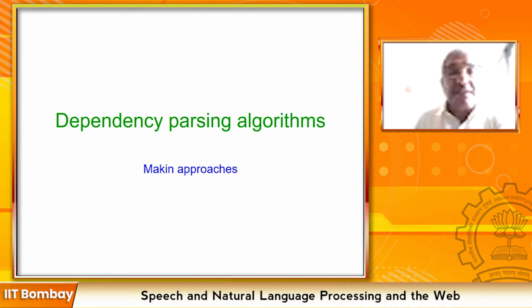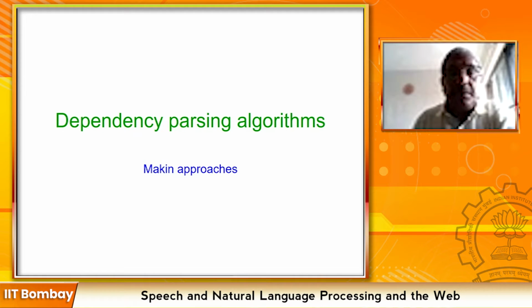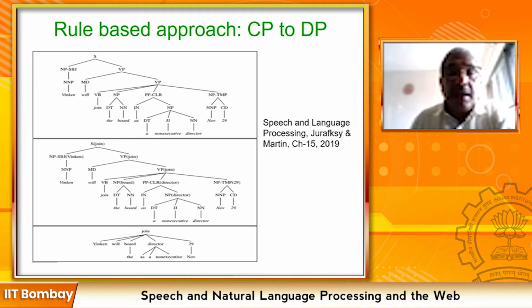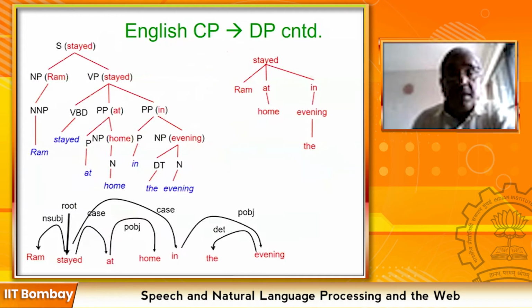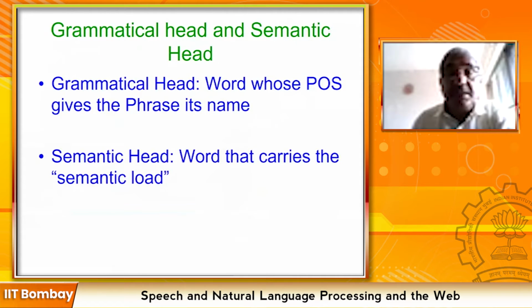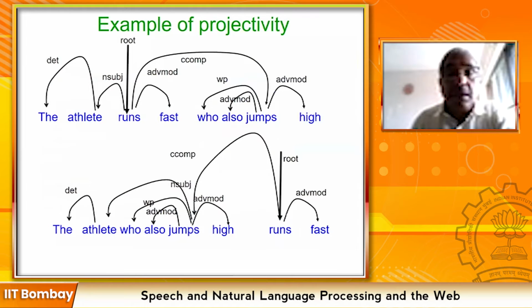Okay, let's proceed. But the topic is dependency parsing. And yesterday we were looking at different parsing algorithms for dependency. There were rule-based approaches and data-driven approaches. Just to remind ourselves, dependency parsing is of the following form. We have a linear sequence of words: the athlete runs fast who also jumps high. So here who refers to the athlete. And here the dependencies are shown.